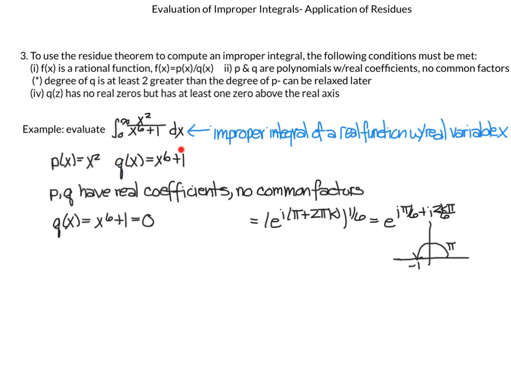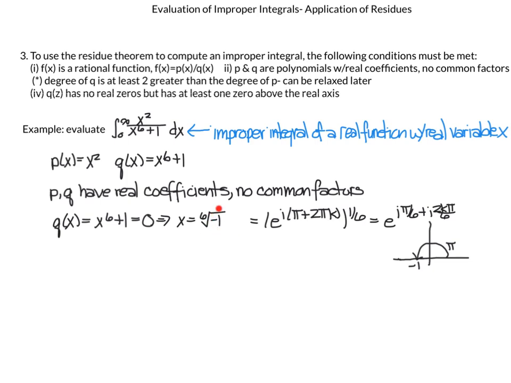The degree of q is at least 2 greater than the degree of p. And then last, q of z has no real zeros. There's no real number that we can plug in for x and get a 0 for q of x. But we can find one 0 above the real axis. What I have then is q of x equals x to the 6th plus 1. I set that equal to 0, meaning that x is equal to the 6th root of negative 1.